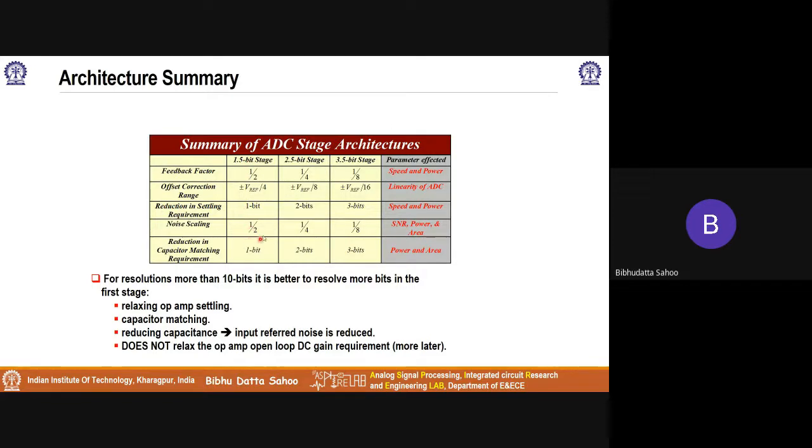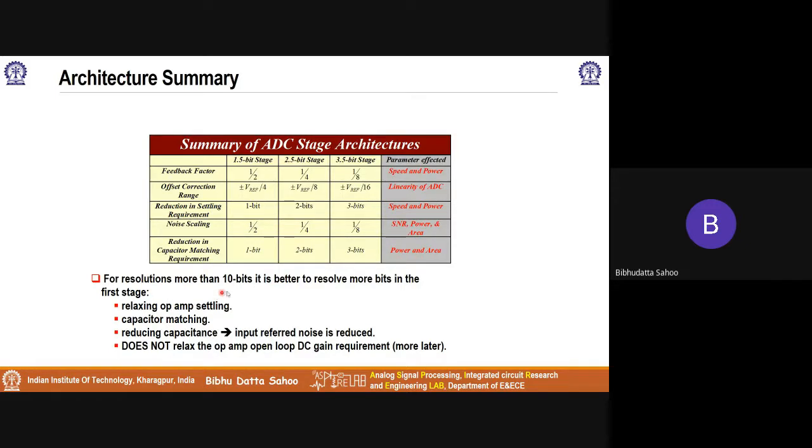So 1.5 bit, less noise scaling, means poor noise performance, means lesser SNR. This 3.5 bit gives you better SNR, right? But speed is compromised. So you can see that feedback factor is reduced, compromising speed, and noise has reduced, improving SNR. Okay, so reduction in matching requirement. Let us not get into this because this is a pipeline ADC requirement. So this affects the power and area.